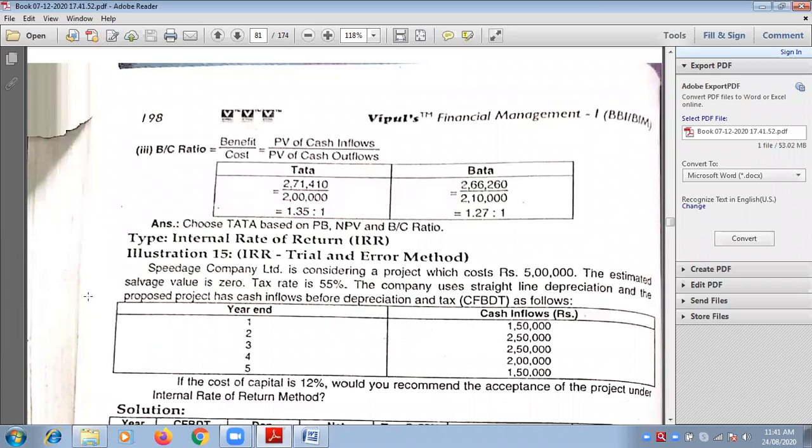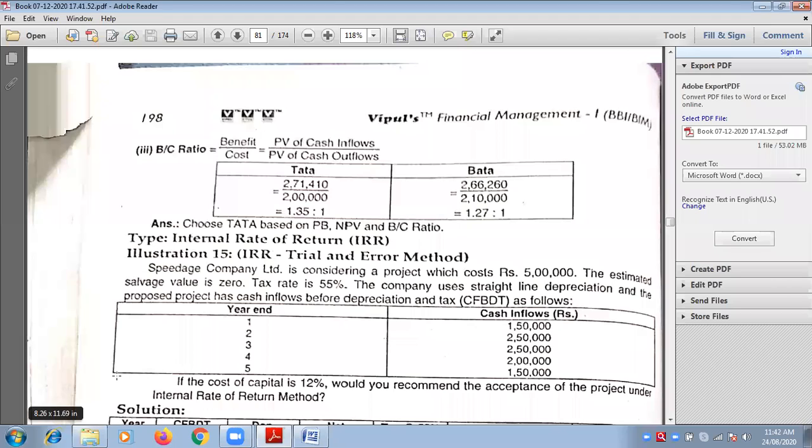And the proposed project has cash inflows before depreciation and tax. What are the inflows given? Cash inflows means net profit, and the net profit given is before depreciation and tax. Before depreciation and tax means neither tax nor depreciation is deducted. So the first step is to deduct the depreciation, next is to deduct the tax, and we arrive at the final answer known as net profit after tax. That is what we need.